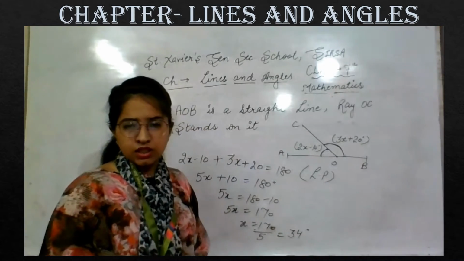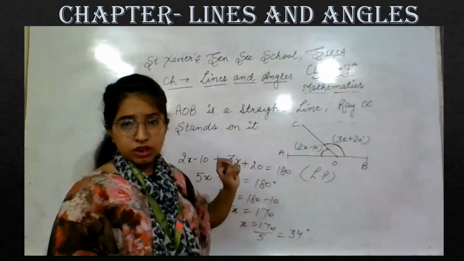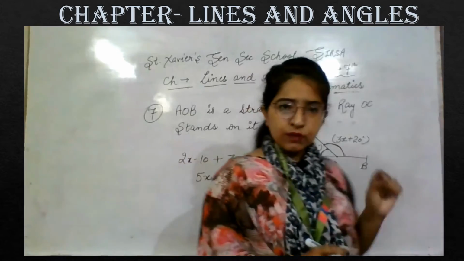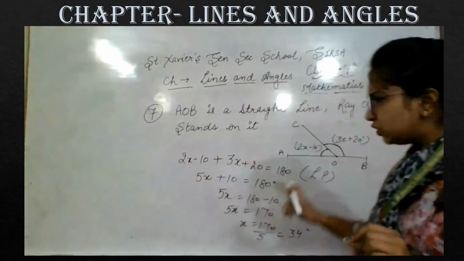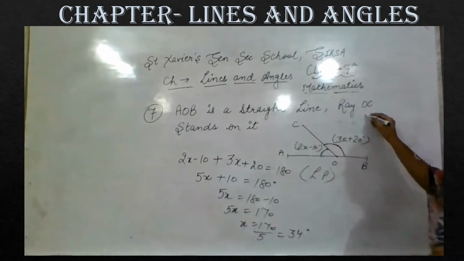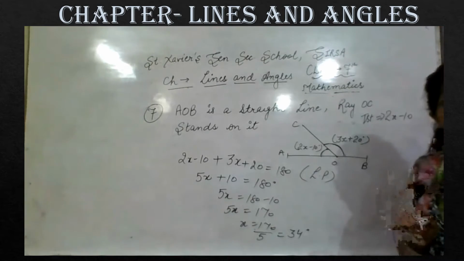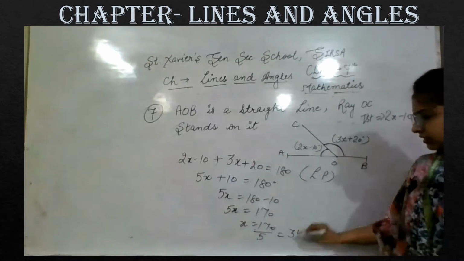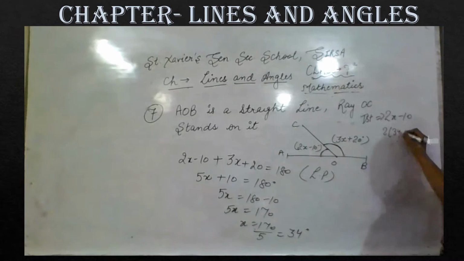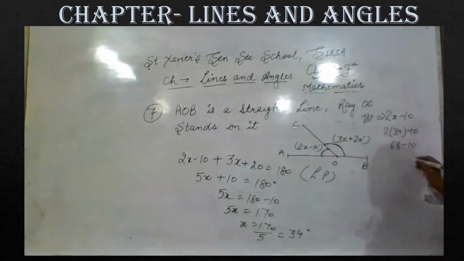What's the question? The question is to find these two angles, right? These two angles we have to find. So what we will do is put the value of x in these two angles. The first angle is, I'm writing over here, 2x minus 10. You can put the value of x over here, that is 34. 2 into 34 minus 10, 68 minus 10. It will be 58 degrees.